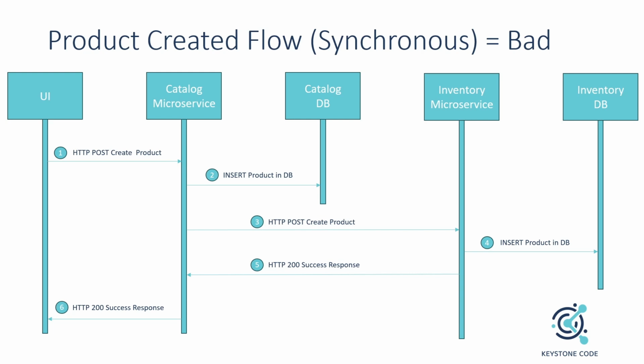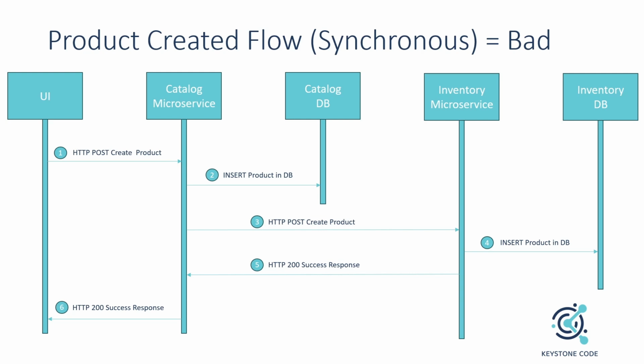It's going to turn around and insert it into its database, the catalog database, as step 2. Step 3, if we were not using integration events, is we'd call out from the catalog microservice with an HTTP call to the API of the inventory microservice saying, I also need you to create a copy of this product so that you have it in your records and can start tracking inventory. Step 4, it would insert that into its database, and then we'd send a success response back to the catalog microservice from the inventory microservice. Once all that happens, we can finally send a success response on step 6 back to the UI. So we're waiting on all of that to happen.